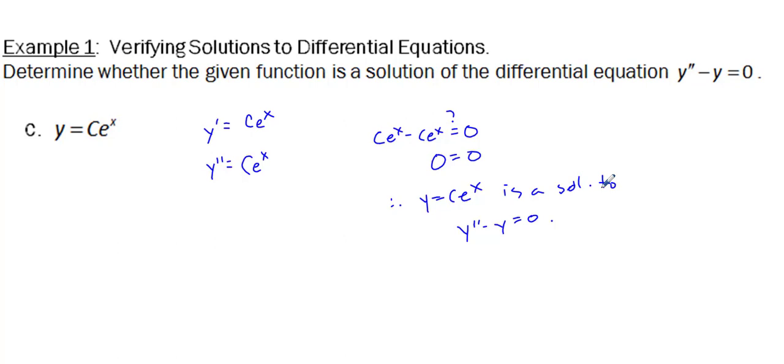Questions on this at all? Pretty easy? Okay, so we have a process down. I could write any number of differential equations and just substitute, check, see if it works. Here's one for you. I gotta write this one out. Determine whether the function is a solution to the differential equation dy over dx equals 4y over x.